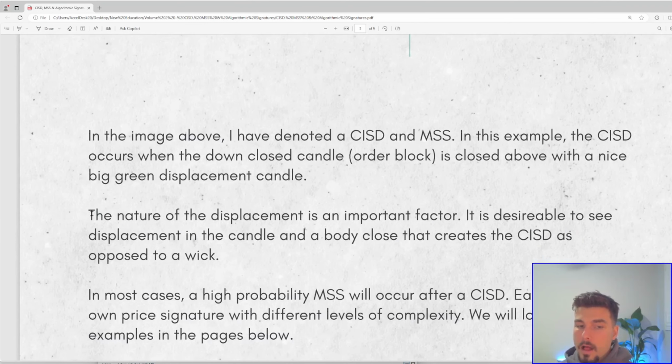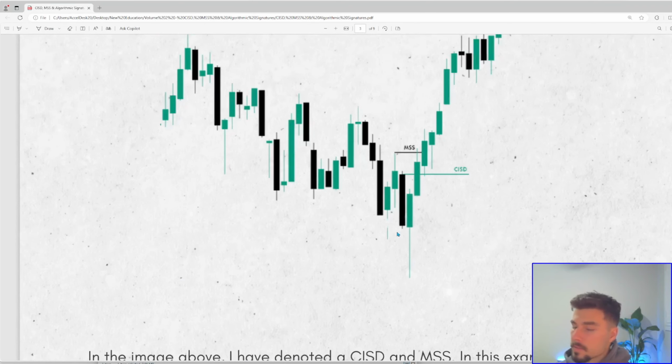Again, the point of displacement is important. You need some kind of displacement, so you don't really want price just to wick above. It's the same with the market structure shift. Unless there's a bunch of confluences, you'd rather price close above with a displacement candle, a nice green candle, if not one, two, or three.